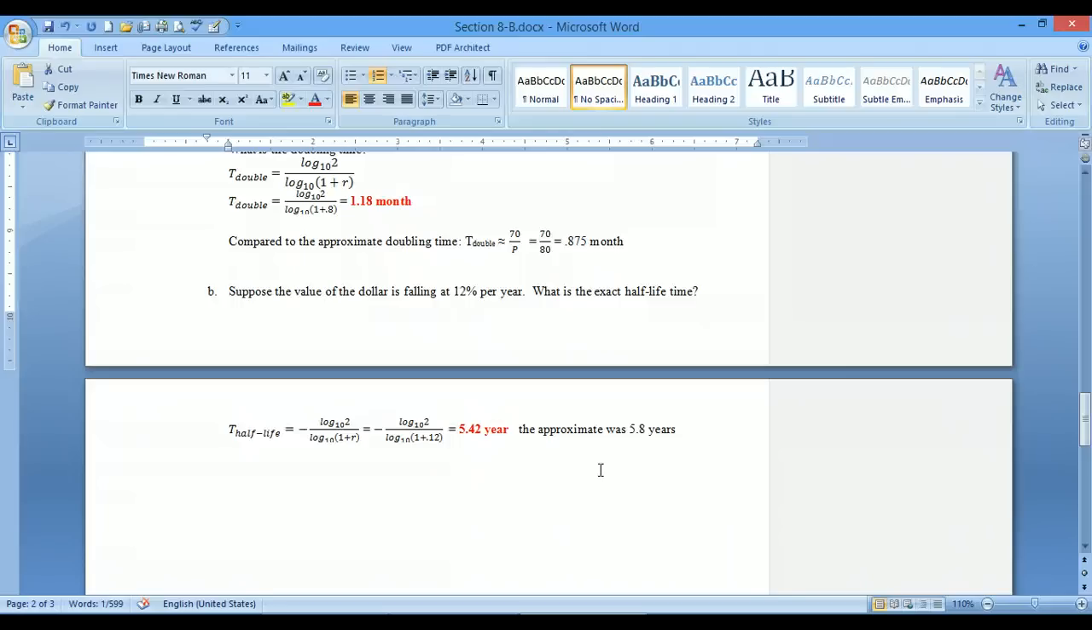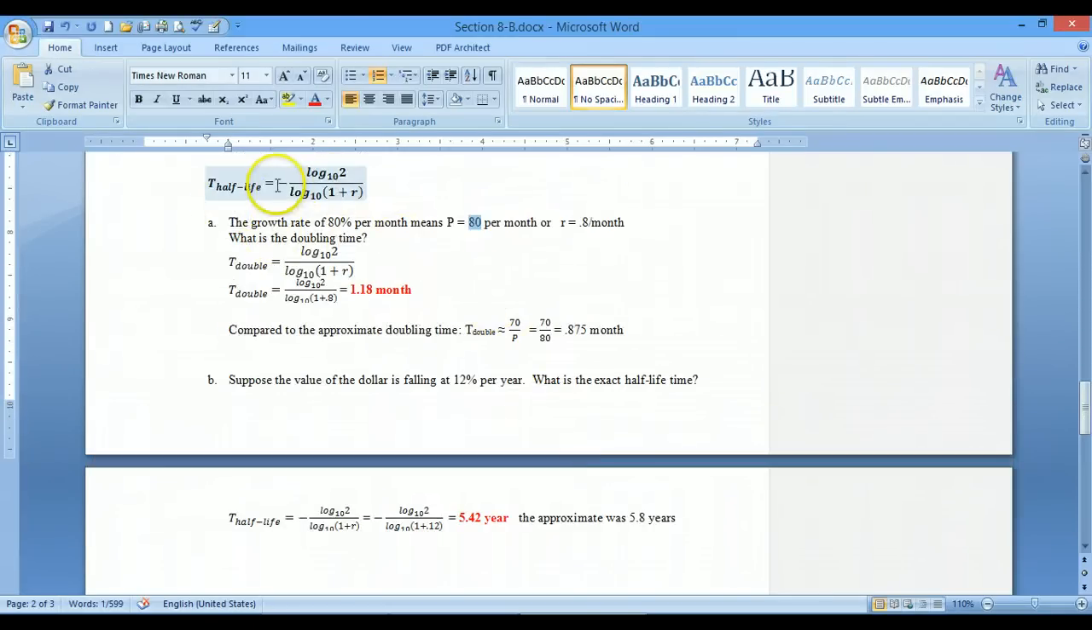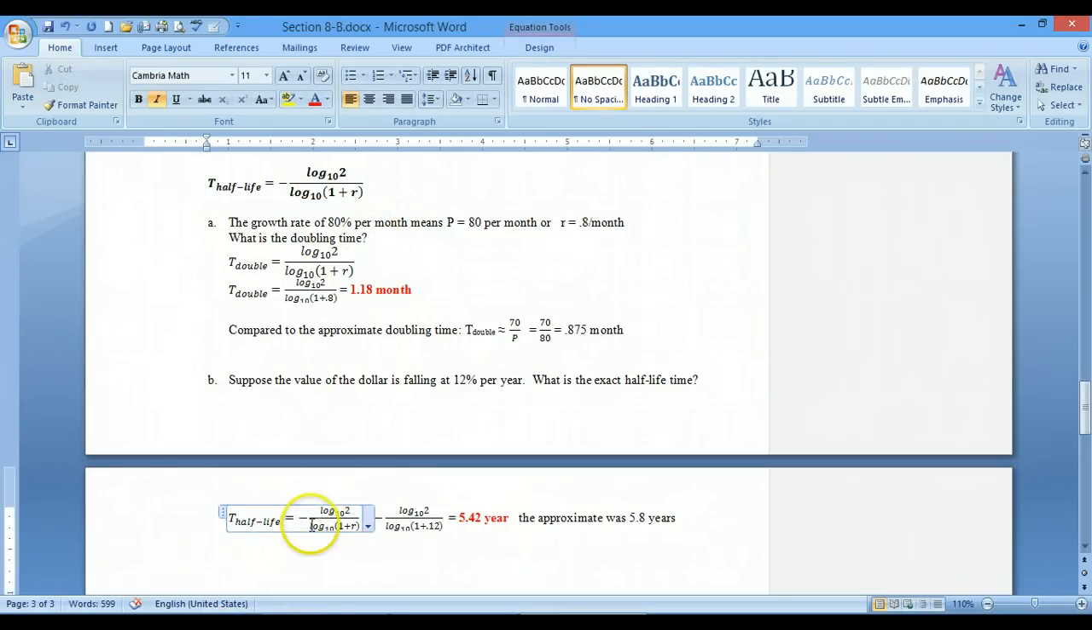Let's suppose the value of the dollar is falling at 12% per year. What is the exact half-life time? So in this case, we're going to use our formula of half-life, which has a negative sign. So we have negative log base 10 of 2 over log base 10 of 1 plus r. But in this case, the dollar is falling at a rate of 12% per year. So the falling portion is an exponential decay, and instead of doing a plus sign, we are going to subtract. So I have negative log base 10 of 2 over log base 10 of 1 minus 0.12.